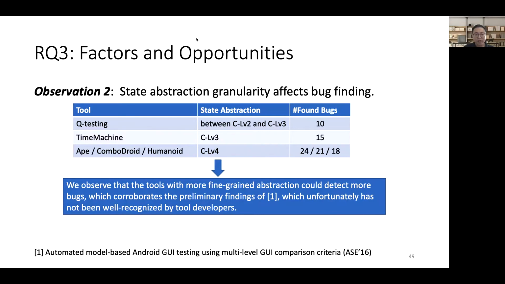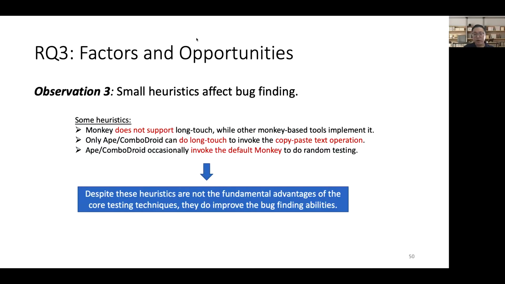However, these findings have not been well recognized by tool developers. Third, we find small heuristics implemented by these tools affect bug finding. For example, only Ape and ComboDroid can do long touch to invoke copy-paste test operations, which can trigger some specific bugs. Although these heuristics are not the fundamental advantages of core testing techniques, they do improve bug finding abilities.